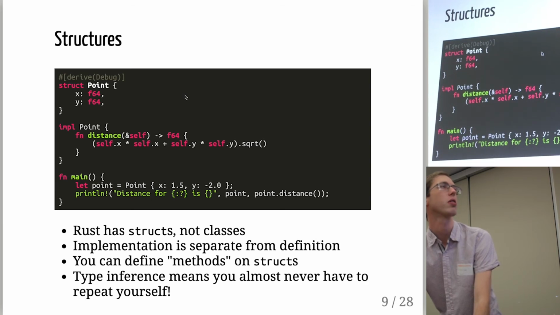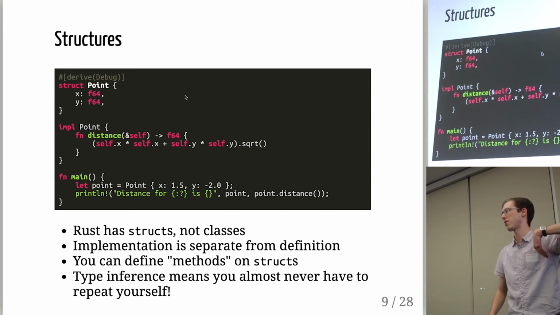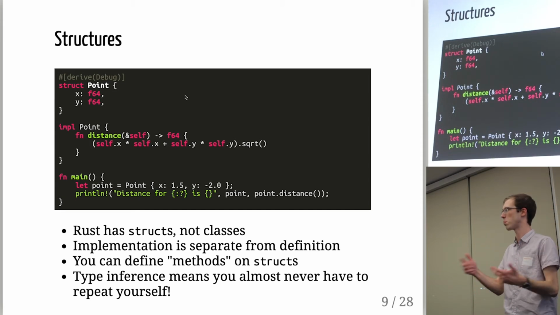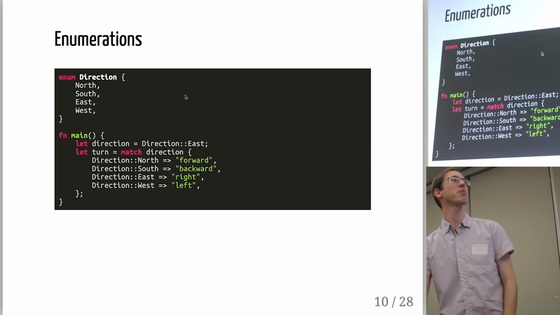Oh yeah, and the type inference is still really great. Like let point equal Point. I could call it something else. You don't have to say let point equal Point, right? So that's great. You can tell what I like about programming languages.